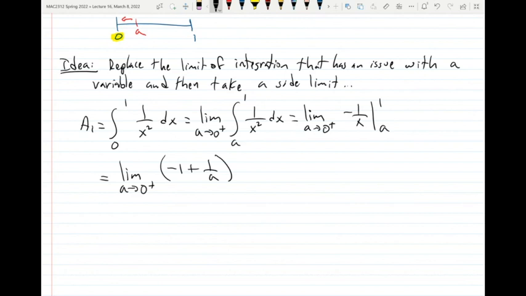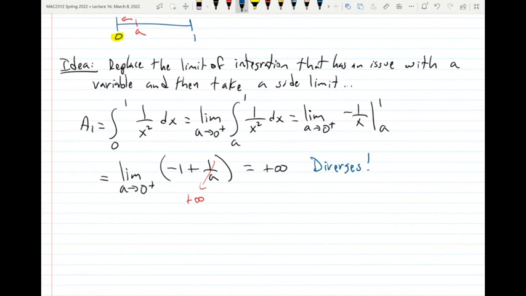Okay, so now we take the limit. What happens here? What happens to 1 over a? Which one? Positive or negative infinity? Positive infinity. So this right here goes to positive infinity, and infinity minus 1 is still infinity. So this equals positive infinity. So we would say that the integral diverges. So that area is actually infinity. It's unbounded, that area over the interval from 0 to 1.